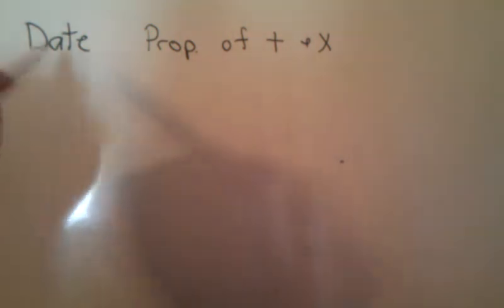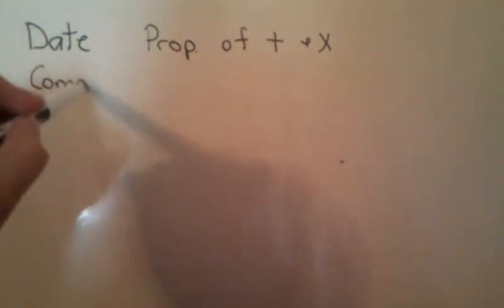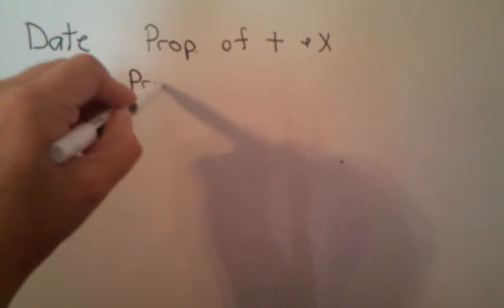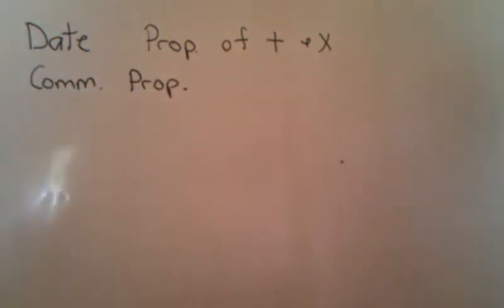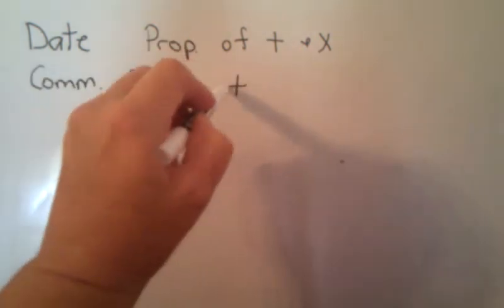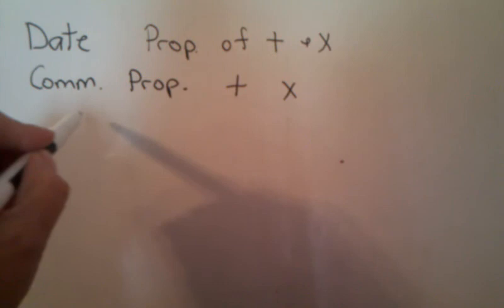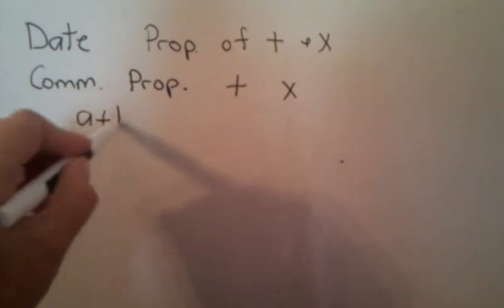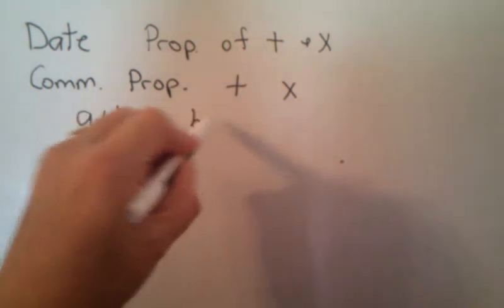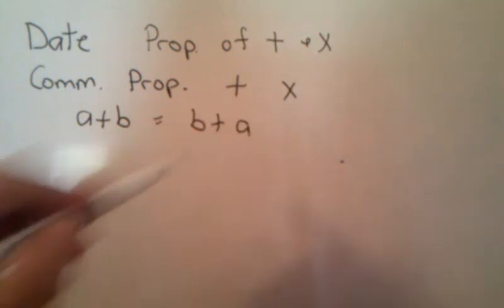Commutative property. Let's talk about the commutative property. And I'm going to abbreviate it. Okay? And this works for addition and multiplication. It does not work for subtraction and division, and I'll show you in a minute. Do you remember what the commutative property says? Basically, it says A plus B equals B plus A.